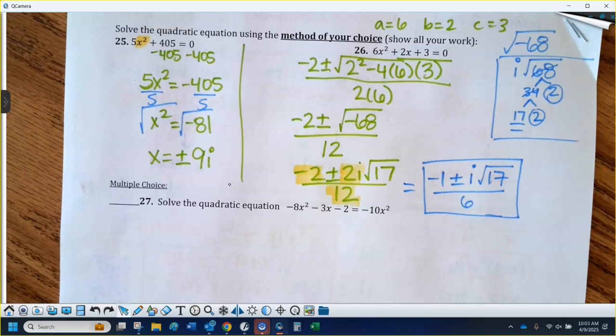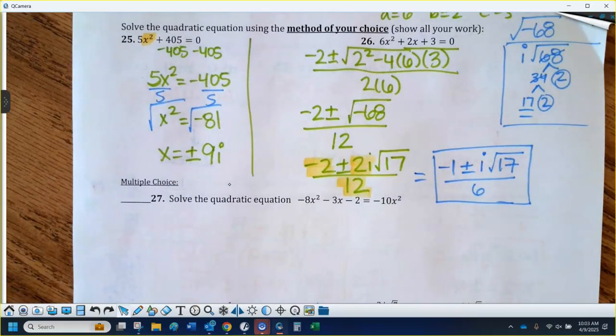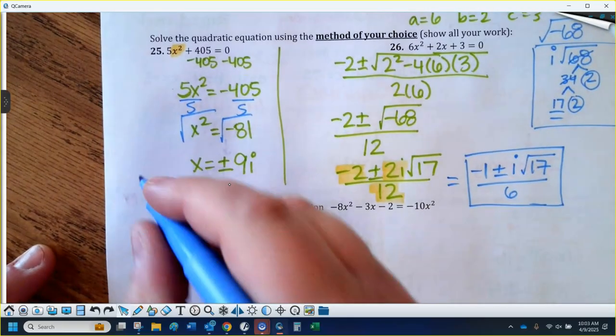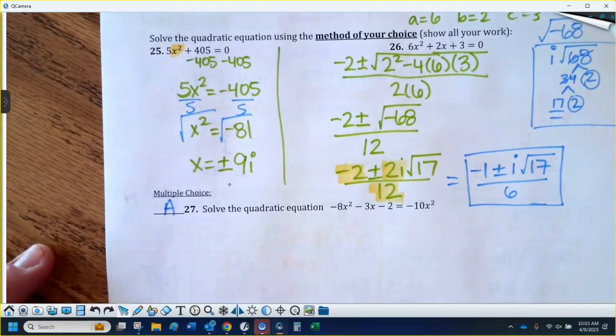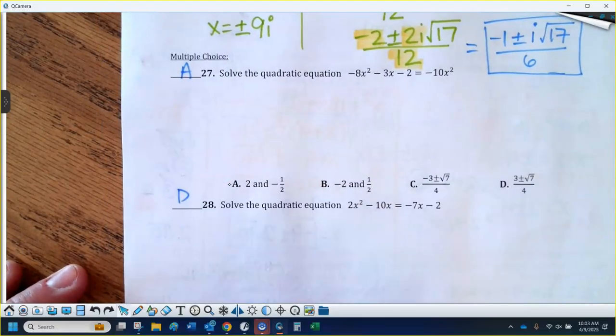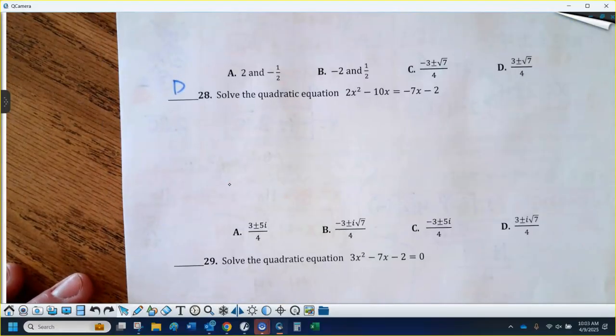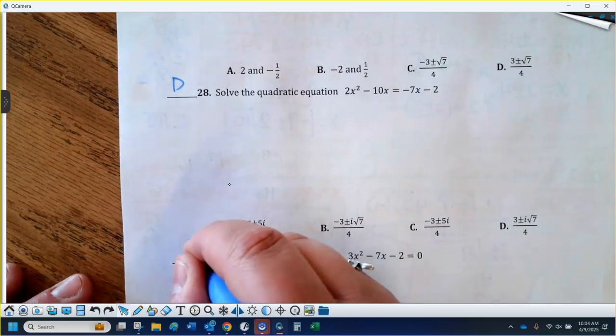Is anybody having a question? Okay, these are just optional at the bottom if you want some extra practice. I would use quadratic formula on all 3 of these, but you don't have to. I just want to tell you what the answers are real quick, because if you want to do them, I want you to know what they are. If you want to do these for extra practice, you should get A for 27. You should get D for 28, and you should get C for 29.